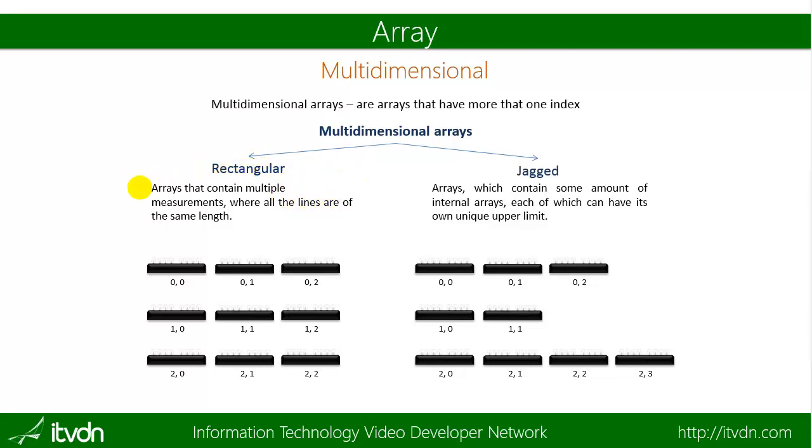So, rectangular arrays are arrays that contain multiple measurements where all the lines are of the same length. You can say all the rows. Okay, it's still fine. Then jagged arrays are arrays which contain some amount of internal arrays, each of which can have its own unique upper limit. By upper limit, I mean like number of elements. Okay, it has different size. They have different lengths. This has a length of 3 bytes, 2 bytes, and 4 bytes respectively. So, but how do we create multidimensional arrays?